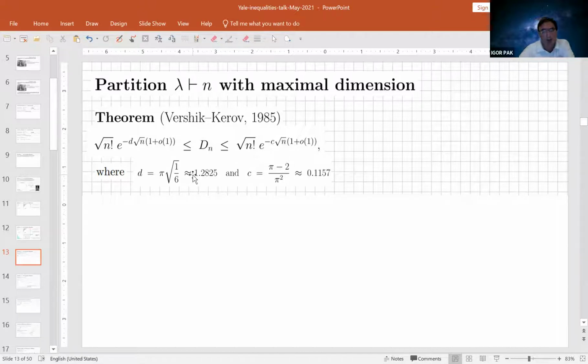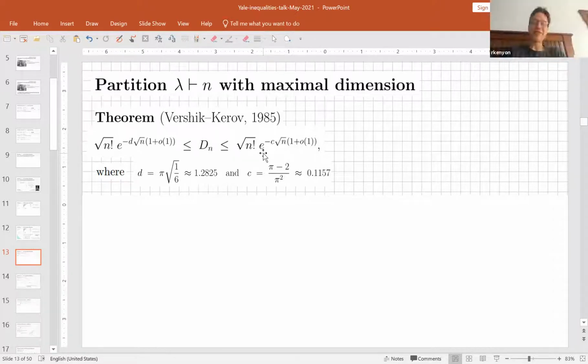I want to mention that there's a follow-up paper by Vershik and Kerov, which does something interesting. The lower bound here is the same as the lower bound I showed before, coming from the Burnside formula. But the upper bound is saying that the maximal dimension is bounded away from the square root of n factorial. It's bounded away by some e to the constant times square root of n. And that's highly non-trivial, and that follows from analysis of the shape. To be more precise, it follows from the proof which goes into that shape.